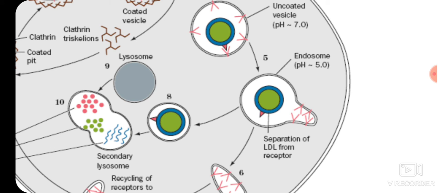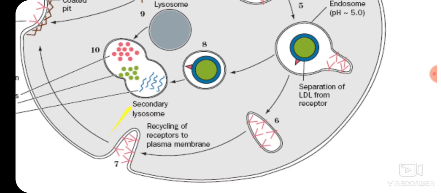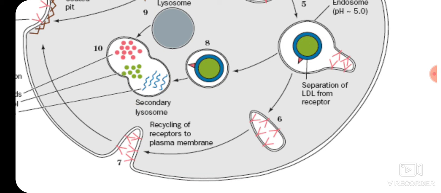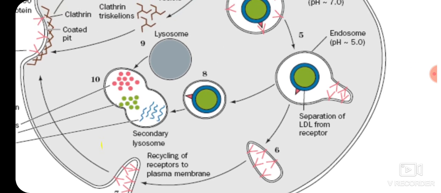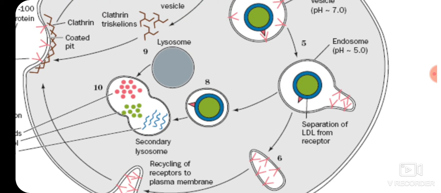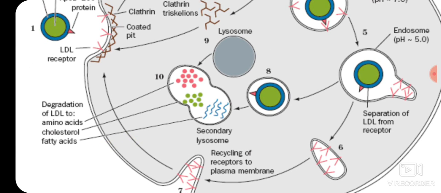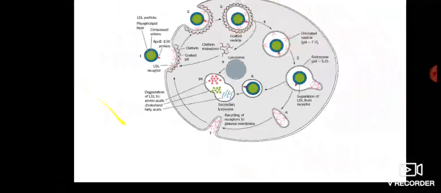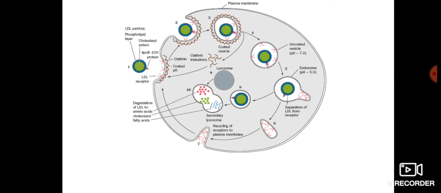On the other hand, the vesicle carrying the receptors will go and fuse with the plasma membrane, through which it recycles the receptors, and the lysosome hydrolyzes the LDL into its components, that is, amino acids, cholesterol and fatty acids, which are further utilized for oxidation purposes. So these receptors will again be ready for one more round of endocytosis.